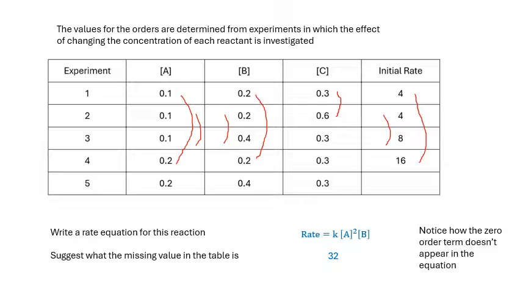Suggest what the missing value in the table is. Well, the missing value is 32. Why? Because to get to experiment 5, we've doubled the concentration of A and we've doubled the concentration of B, haven't we? So it's going to be twice as big, times 4. So it will be 8 times bigger, so 4 8s are 32. Notice how the zero order term, which is C, doesn't appear in the equation. So well done if you've got that. Moving on.